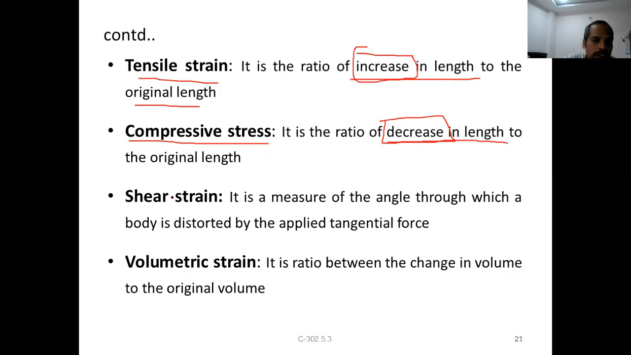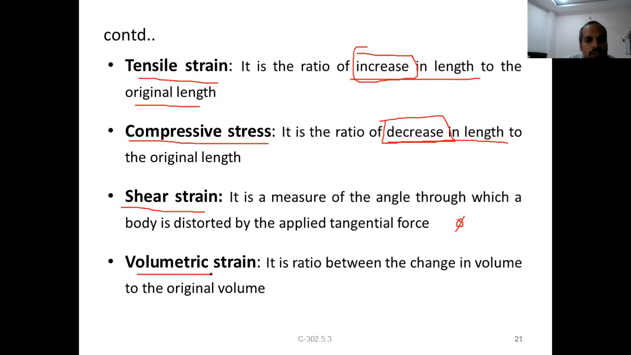And shear strain is a measure of the angle through which the body is distorted due to tangential force. Okay, so a measure of the angle through which the body is distorted, right? We discussed it as phi. So the angle through which it is distorted means it has displaced the surface, how much angle it is distorted. That is nothing but your shear strain.